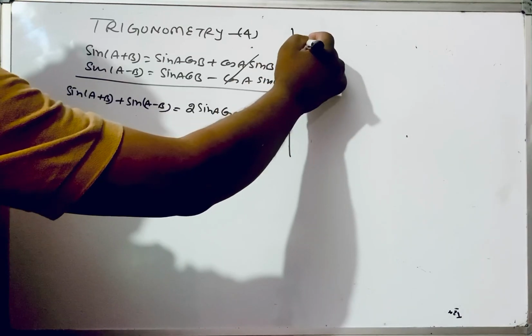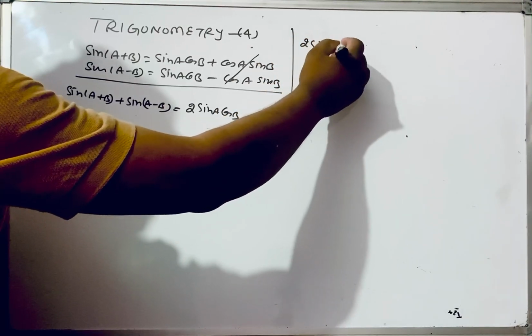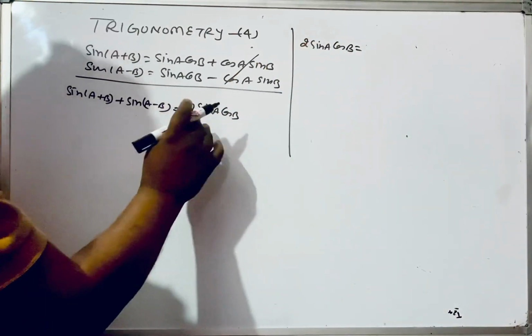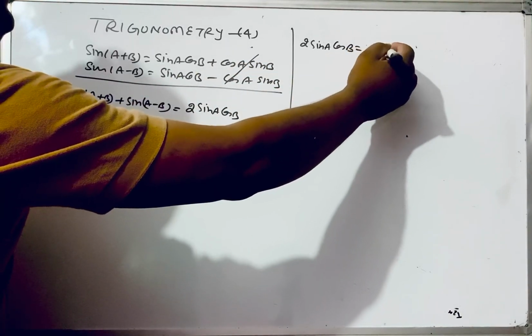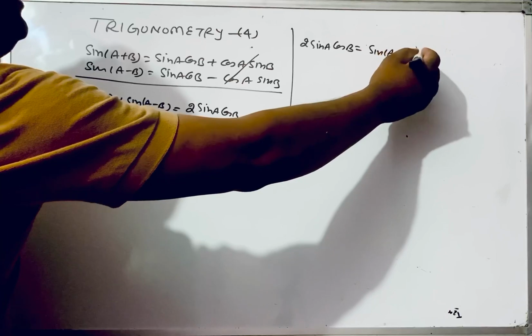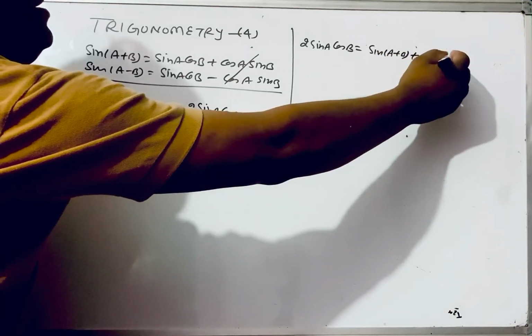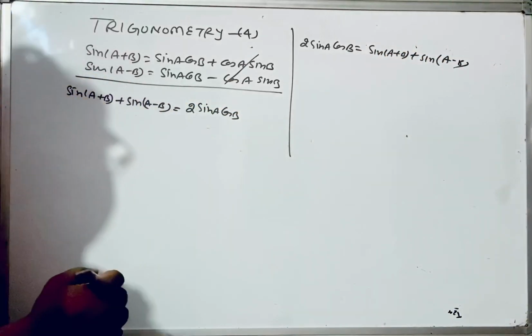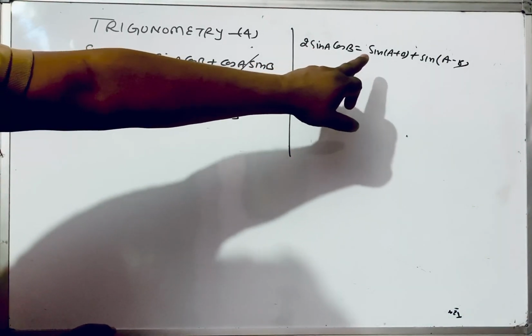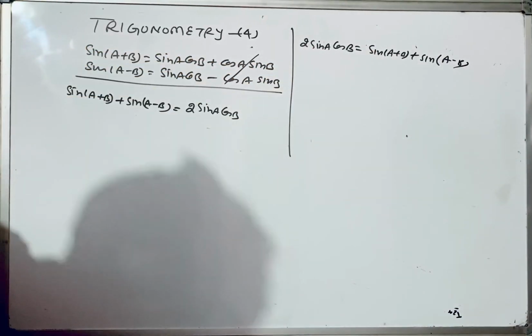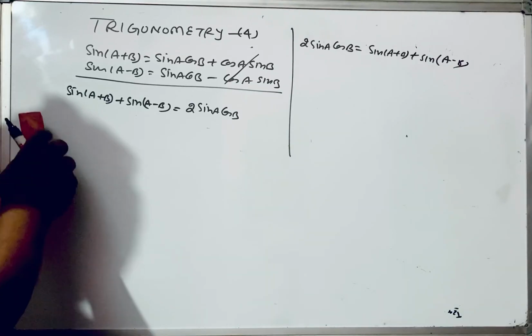What is that? 2 sin A cos B is equal to sin(A+B) + sin(A−B). You have to remember 2 sin A cos B is equal to sin(A+B) + sin(A−B).